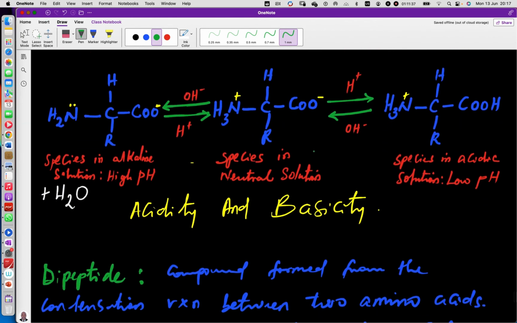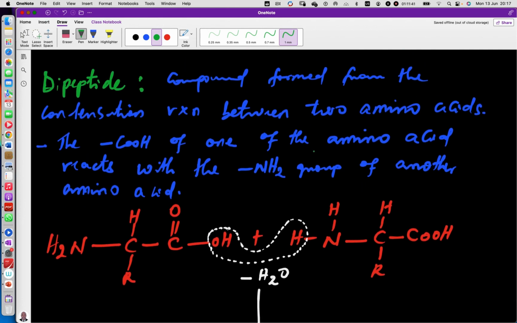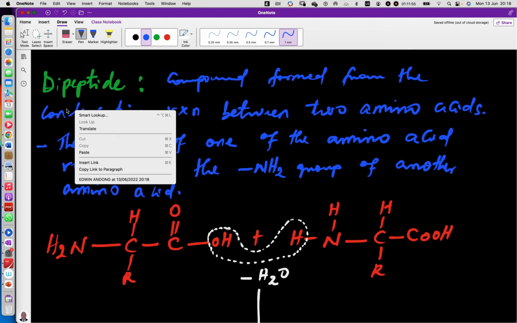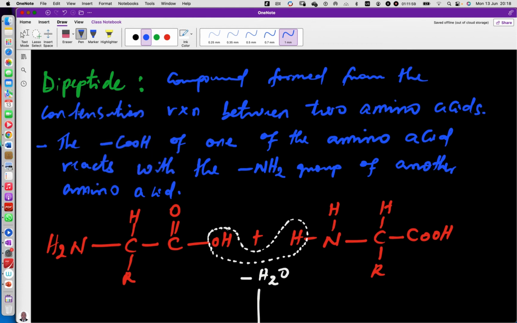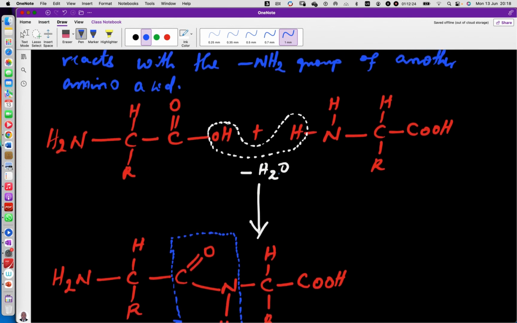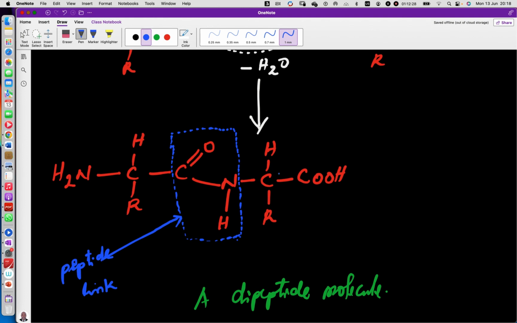So the last one was dipeptides. I said a dipeptide is a compound that is formed from the condensation reaction between two amino acids. And in these two amino acids, the carboxylic acid group of one of the acids will be reacting with the amino group of the other acid. And when they react, what happens? There is a condensation, a removal of a molecule of water, leading to what we call a peptide linkage. There will be a peptide linkage, and this is what we call a dipeptide molecule.